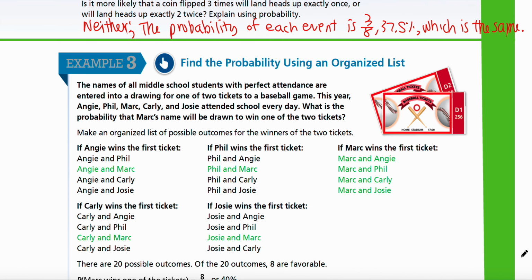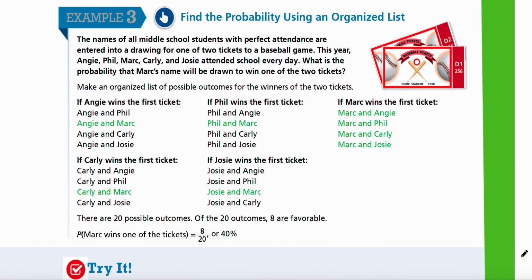Okay, let's look at example 3. Find the probability using an organized list. The names of all middle school students with perfect attendance are entered into a drawing for one of two tickets to a baseball game. This year, Angie, Phil, Mark, Carly, and Josie attended school every day. What is the probability that Mark's name will be drawn to win one of the two tickets?